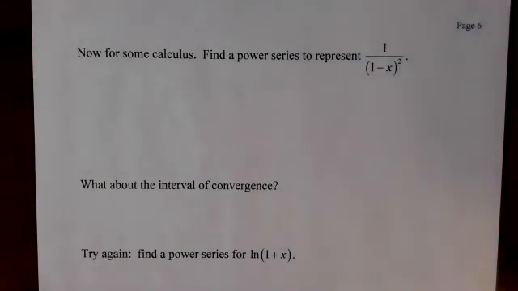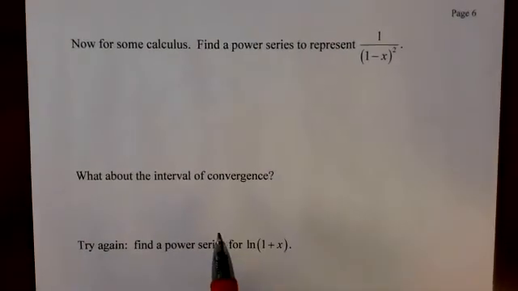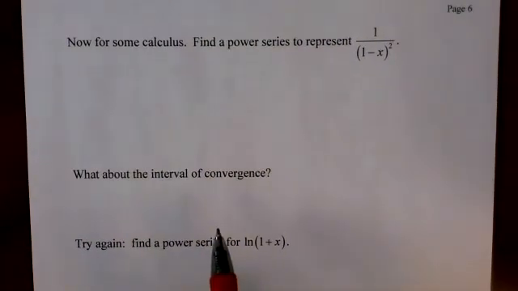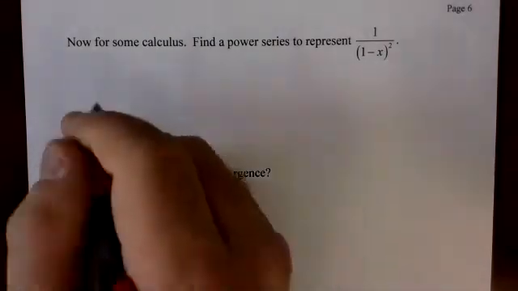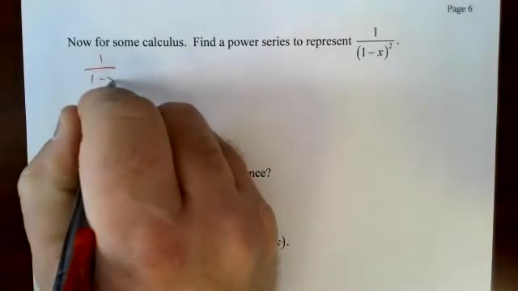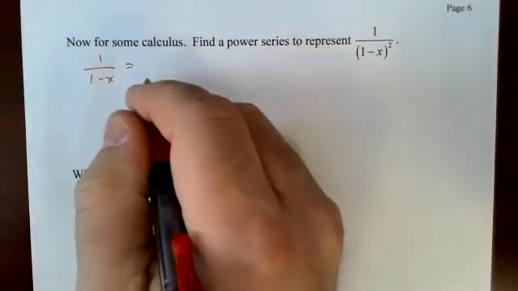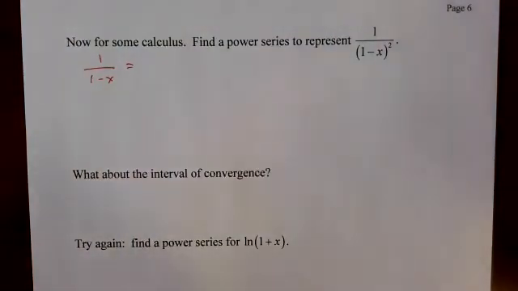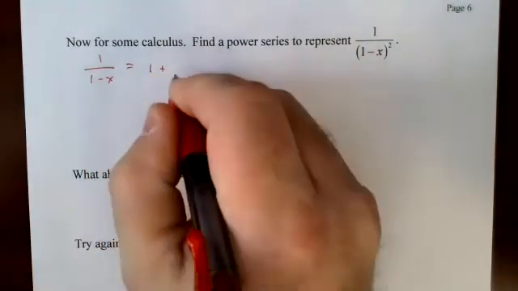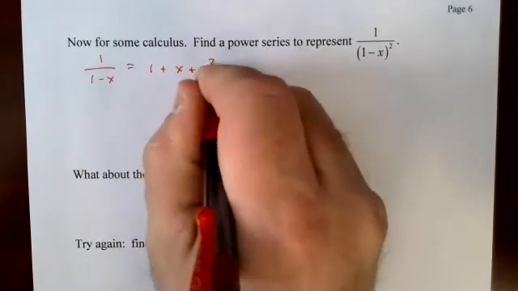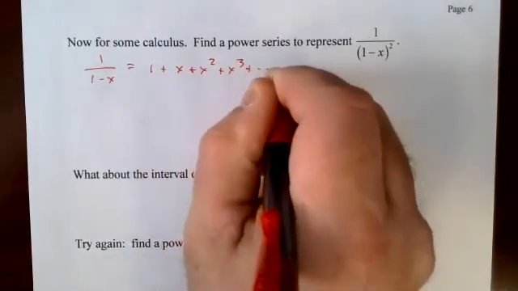So, how can we do calculus to this? Everything up to this point is really nasty algebra. Well, we know this one. This is 1 plus x squared plus x to the third, dot, dot, dot.